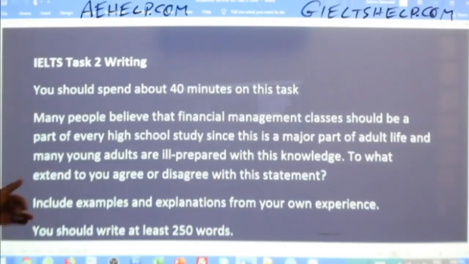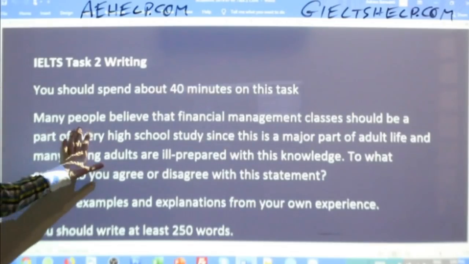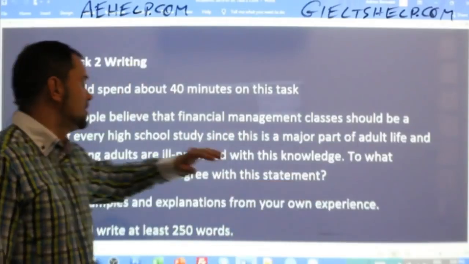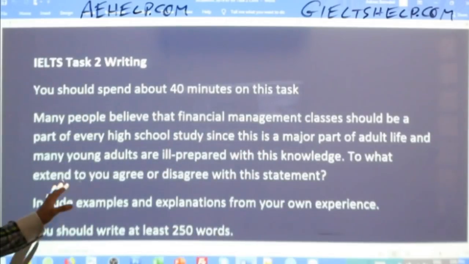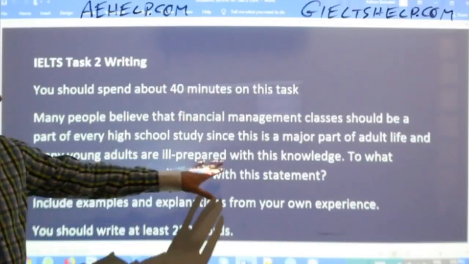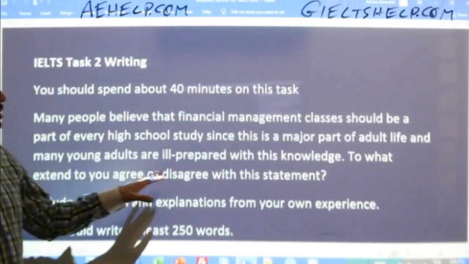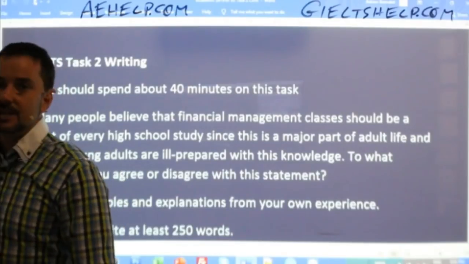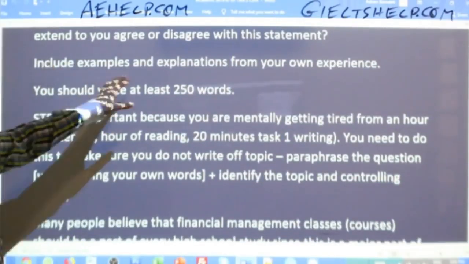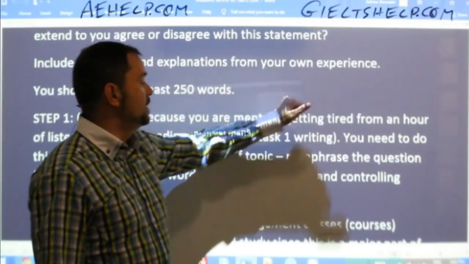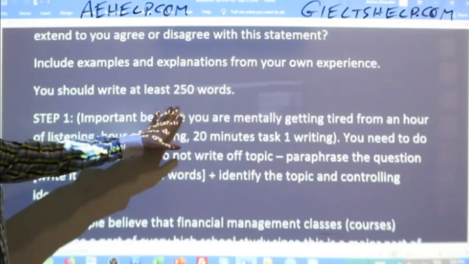All right. So here is the IELTS Task 2 writing. Again, this is 40 minutes for this task. It is the last part of your sit-down exam. Many people believe that financial management classes should be a part of every high school study, since this is a major part of adult life, and many young adults are ill-prepared with this knowledge. To what extent do you agree or disagree with this statement? Include examples and explanations from your own experience. You should write at least 250 words.